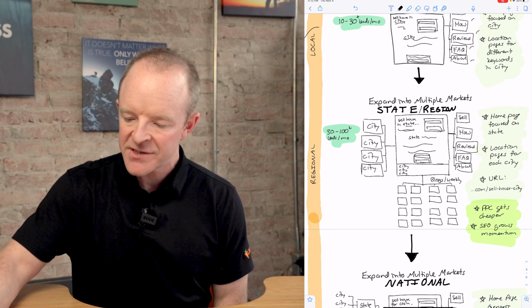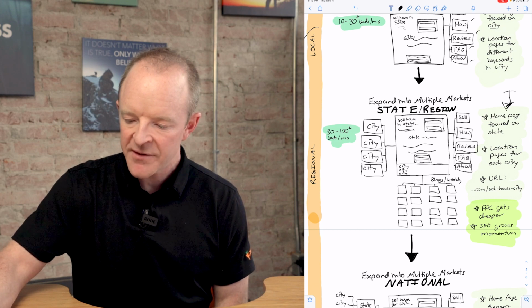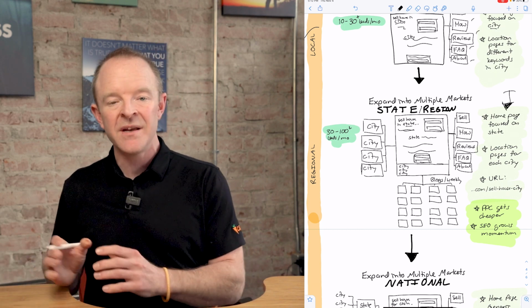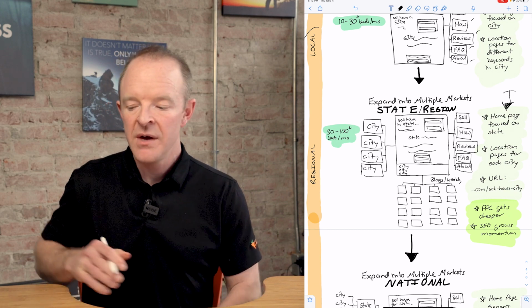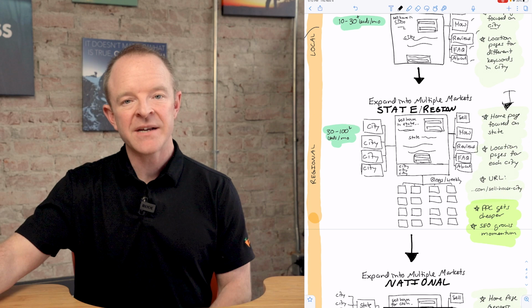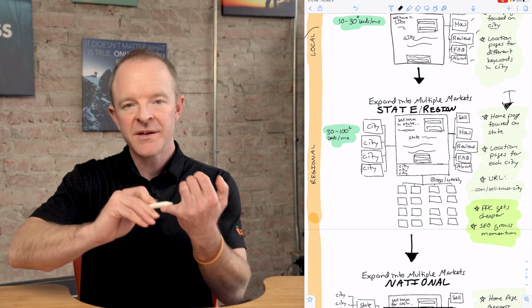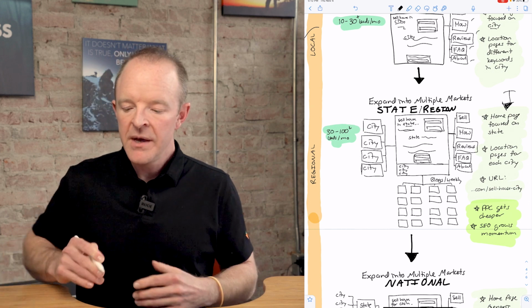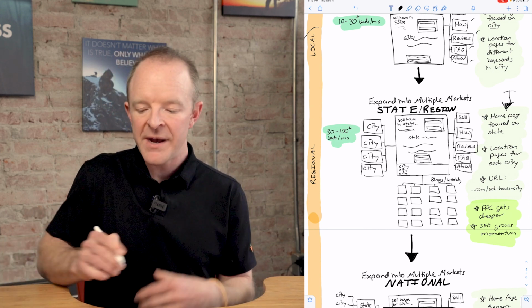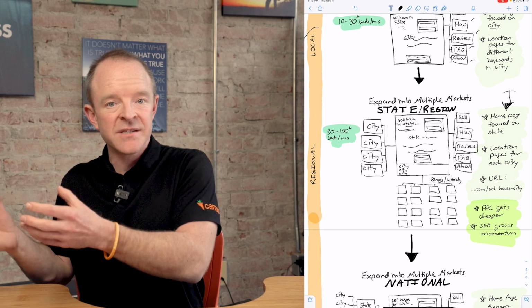Your homepage is focused on the state, okay? So rather than your homepage focusing on just one city, we're going to focus on the entire state or the entire region that you operate in. So if you're in the entire state of Texas and you have 4 prime cities, Austin, San Antonio, Dallas, and Houston as an example, then you're going to have your homepage be "sell your house fast in Texas," basically.